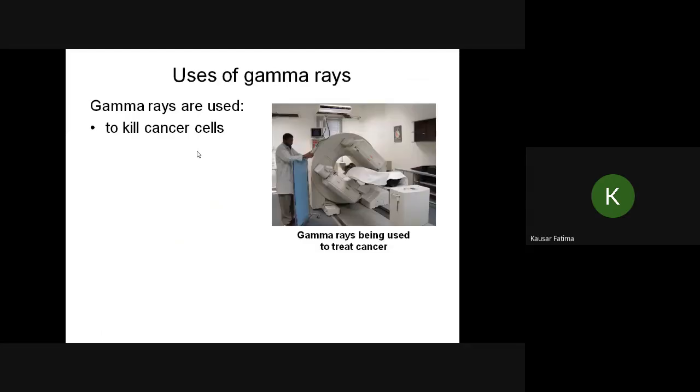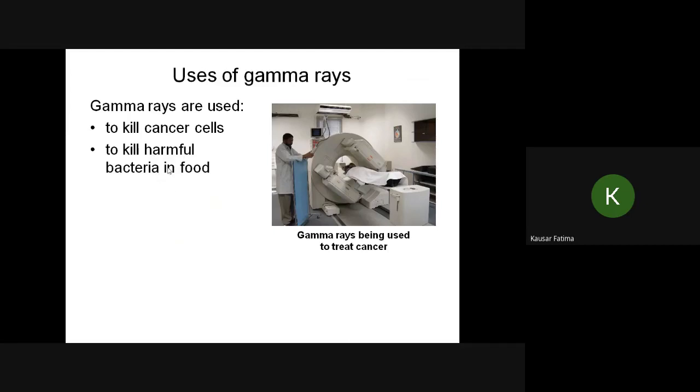They kill the cancerous cells. Okay, but we have to keep healthy tissues safe from the exposure of gamma radiations. We have to allow these gamma radiations to enter only those parts which are cancerous and which are to be treated. Other healthy tissues should remain protected from the exposure of these gamma radiations. Okay, and they are also used to kill harmful bacteria in the food.